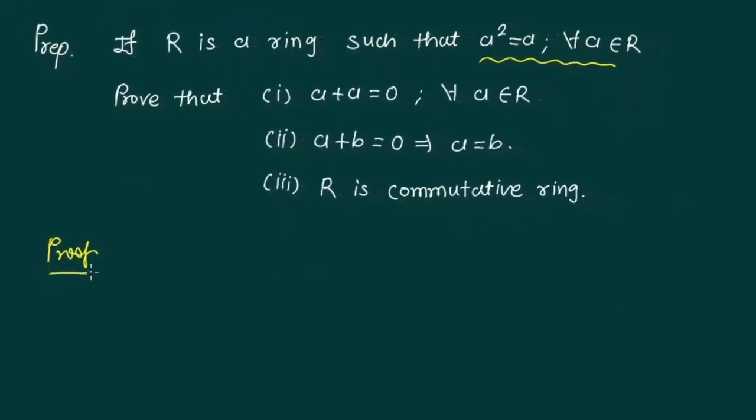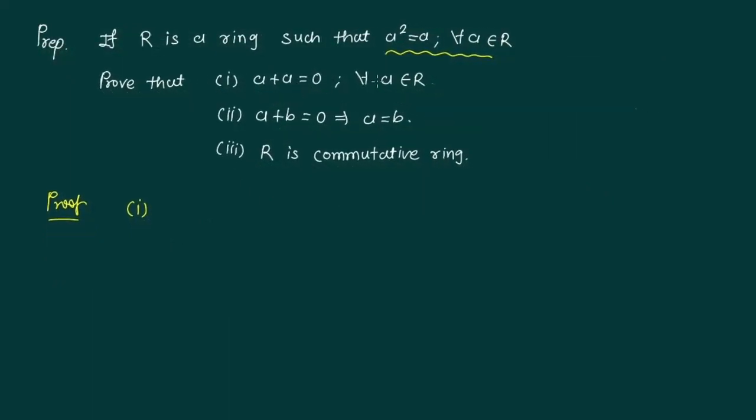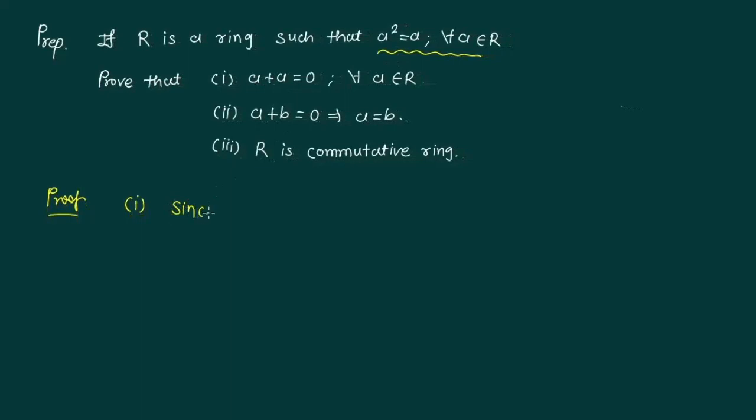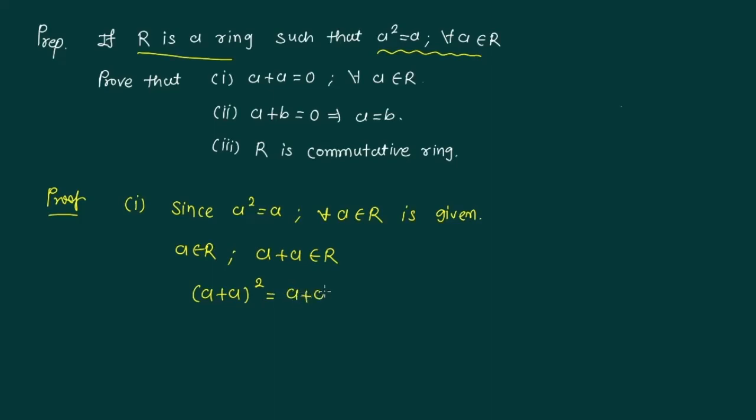So we have to prove that a plus a equal to 0. Since a square equal to a for all a belongs to ring R is given, if a belongs to R and R is a ring, then a plus a again belongs to ring R. Now a plus a the whole square equals the element itself: if a belongs to R, then a square equal to a, and here a plus a belongs to R, so a plus a the whole square equal to a plus a. If I simplify this bracket, then we have a plus a into a plus a, this is equal to a plus a.